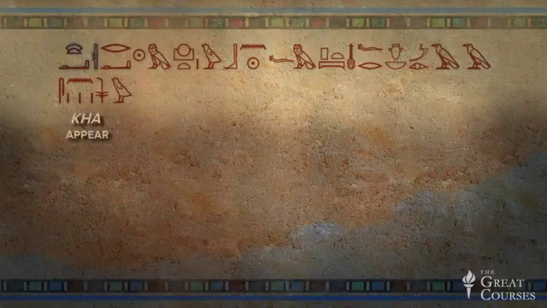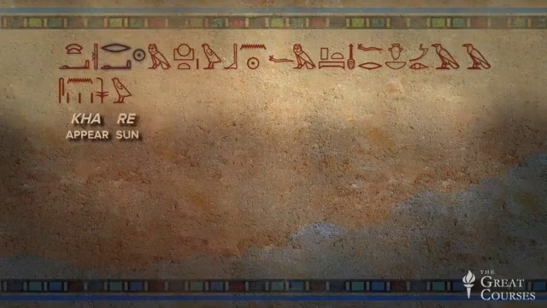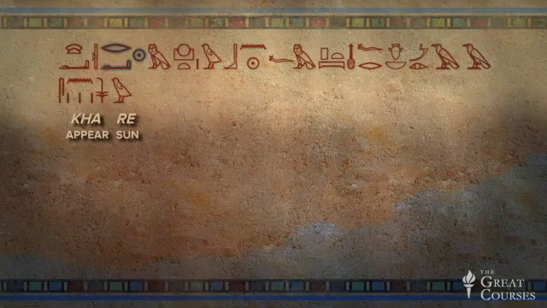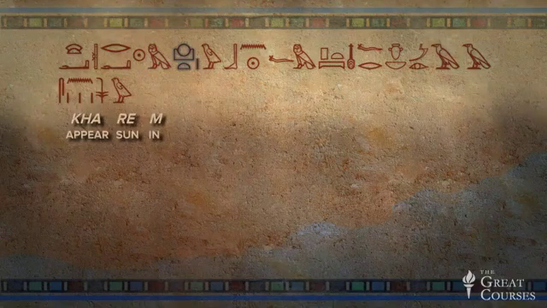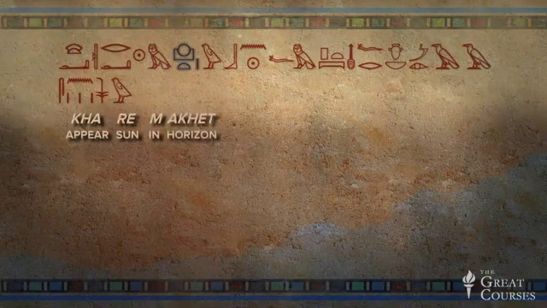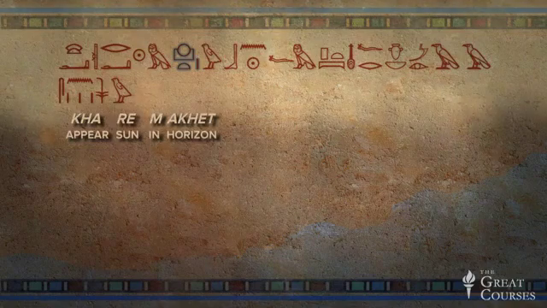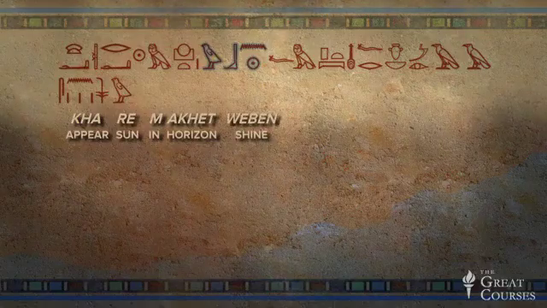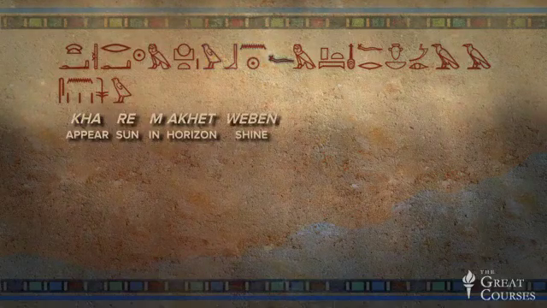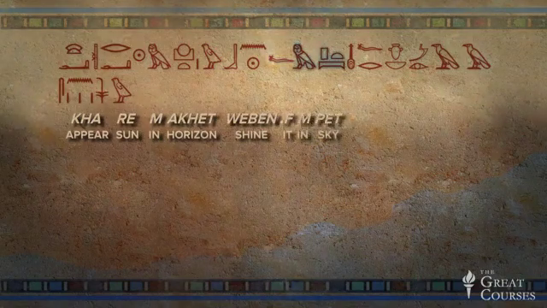Our first word is cha, to appear. Next, we have the sun. So it's the sun appearing. Where? Well, we have the owl, so that's in. And we see from our next word that it's the horizon. It's an ideogram, the sun rising or setting in a notch in a mountain. So the sun appears in the horizon. Now we have another verb, weben, to shine. That's followed by the suffix pronoun viper, he or it. So it shines. Then comes in the sky.